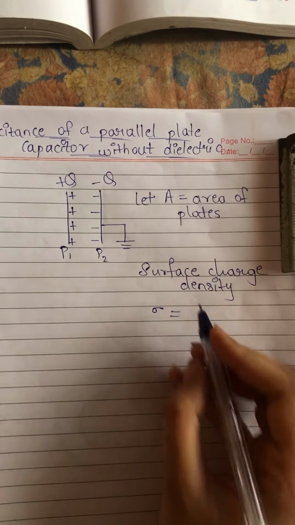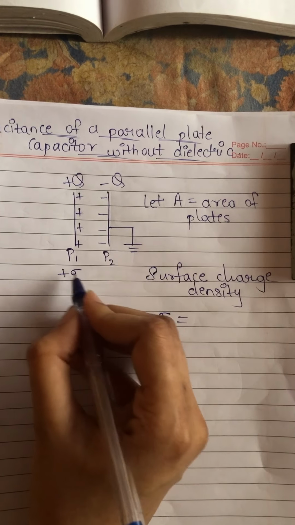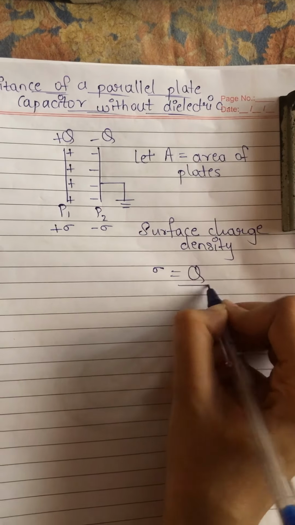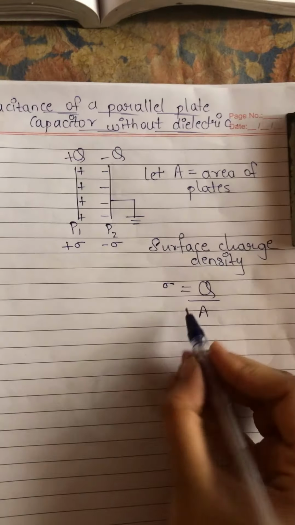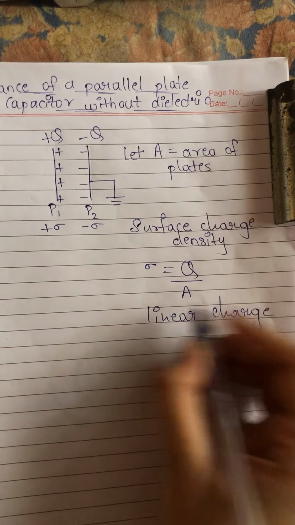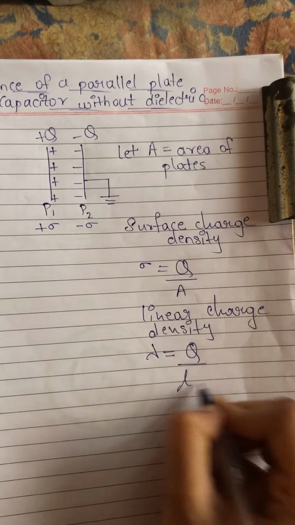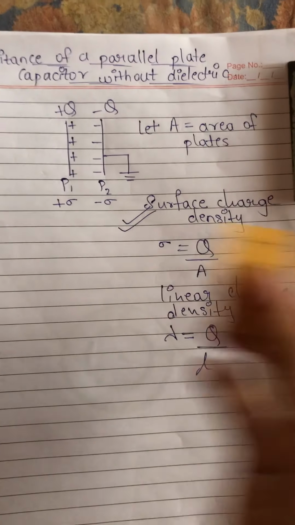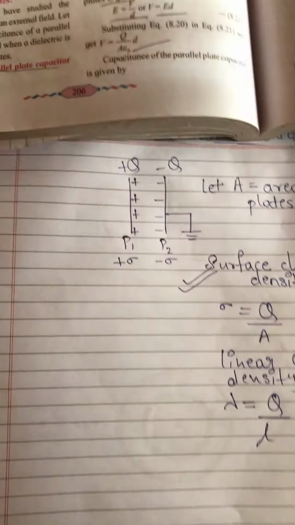Initially I'll just write the formula for surface charge density. Surface charge density for this plate will be plus sigma and for this plate it will be minus sigma. So the formula is charge upon area. If instead of plates we had a wire with us, then in that case it would be linear charge density, denoted by lambda, that is charge upon length of the wire. Now we'll be going with this because we have a surface with us.